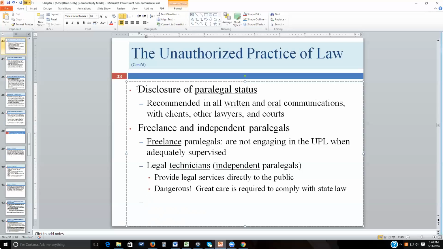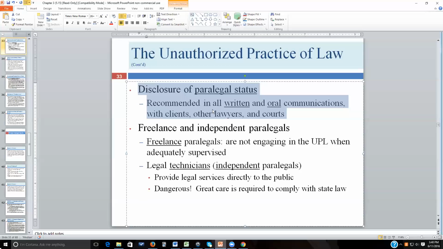Now, sometimes people think, well, if I disclose that I'm a paralegal, that somehow solves the problem of the unauthorized practice of law. It doesn't. It's a very good fact. If a district attorney were trying to decide whether to prosecute someone or not for the unauthorized practice of law, the fact that person disclosed his or her status as a paralegal is one that certainly the attorney could seriously consider. Let's, though, think about an example.